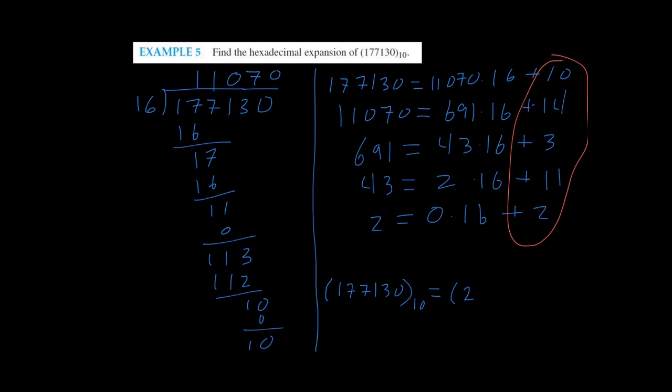Remember how your digits work in hexadecimal. 11 is going to be B, 3, 14. 14 is the digit E, a 10. 10 is the digit A, and we're done. So base 16. So there's the answer. 177,130 base 10 is equal to 2B3EA base 16.